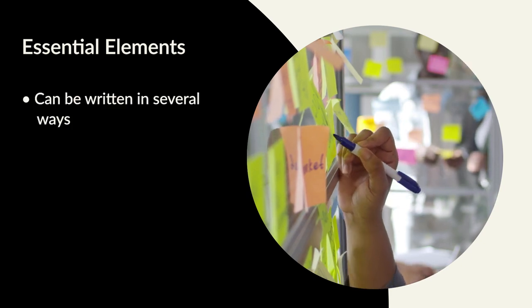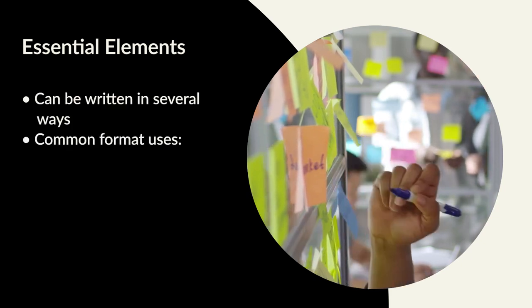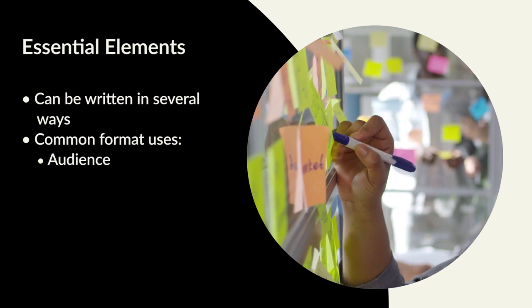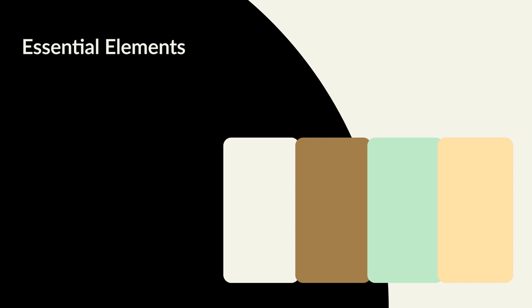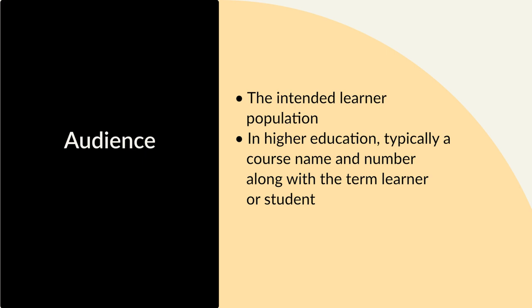While objectives can be written in several different ways, the most common format is using the elements of audience, behavior, condition, and degree. These are referred to as the A, B, C, D elements, and is the format we will be using. The audience element of an objective is the intended learner population. In our higher education context, this is typically a course name and number, along with the term learner or student. For example, the EDU 671 learner.